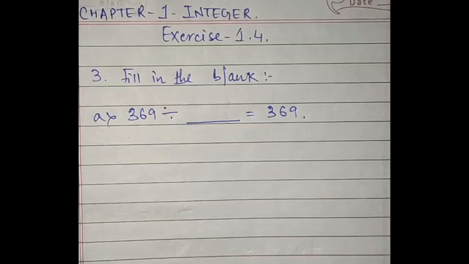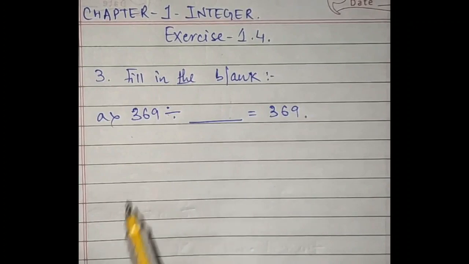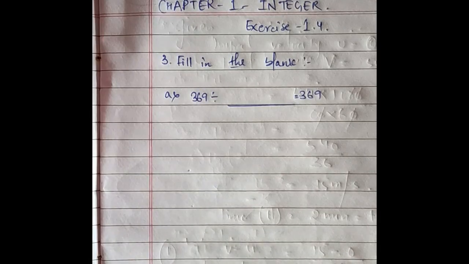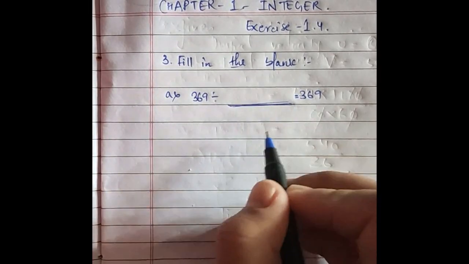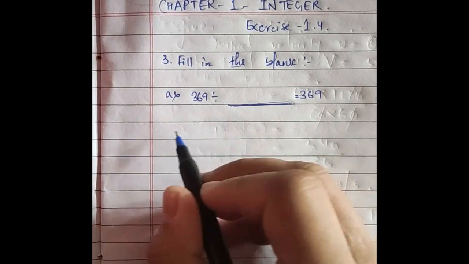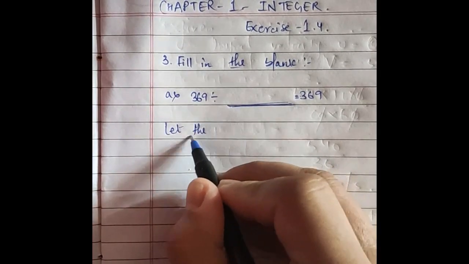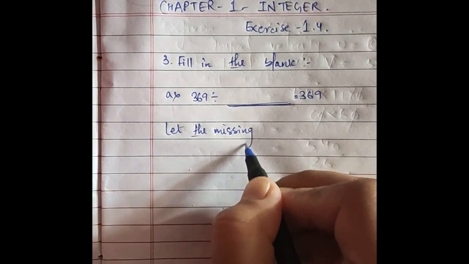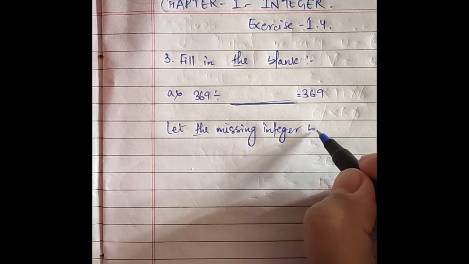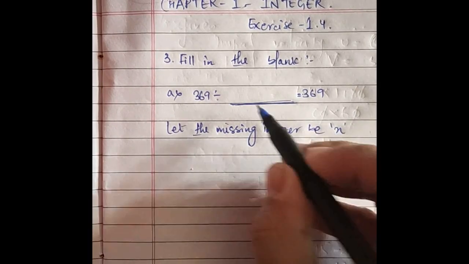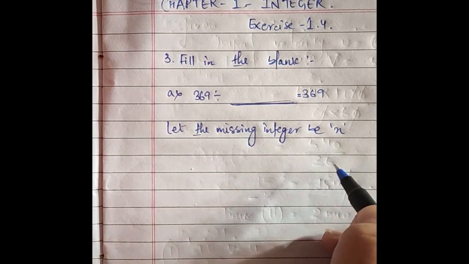Alright, so student, let us proceed. This is the first question from number 3, exercise 1.4. So in previous class, what we have done is, whenever there is a blank, we have let that blank be an integer, isn't it? So we are going to follow that process only. Let the missing integer be x. We are letting this blank, or missing integer, the number whatever missing, be x.